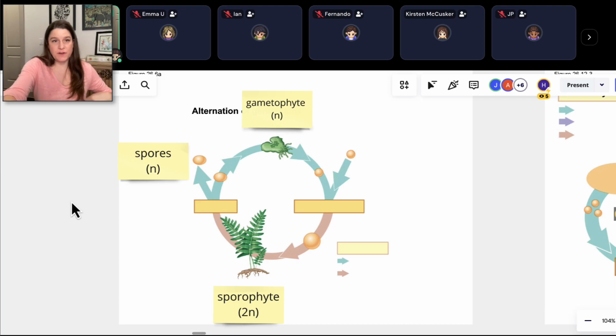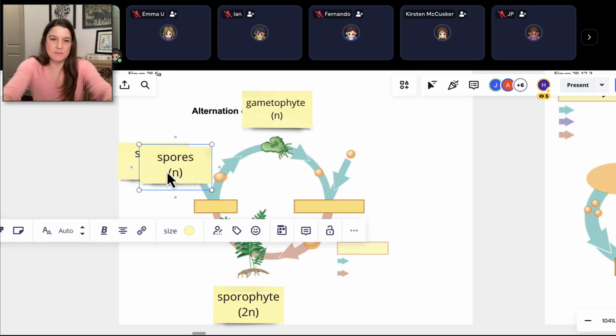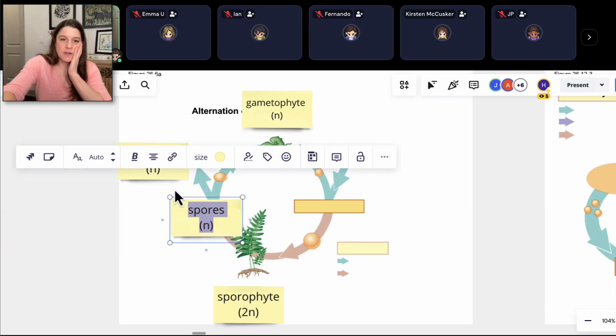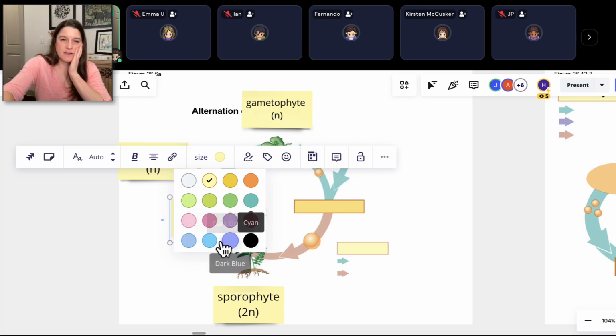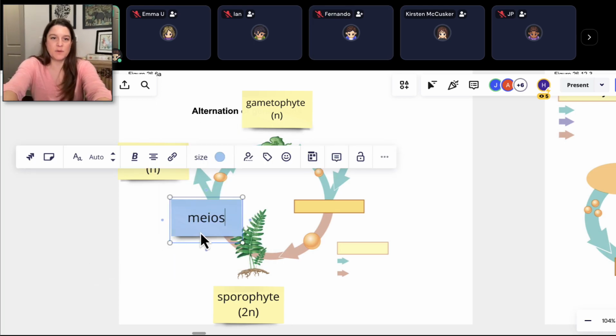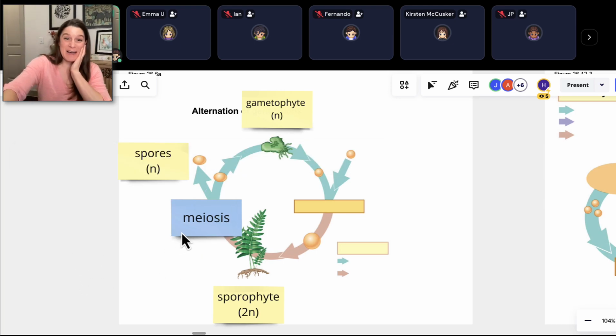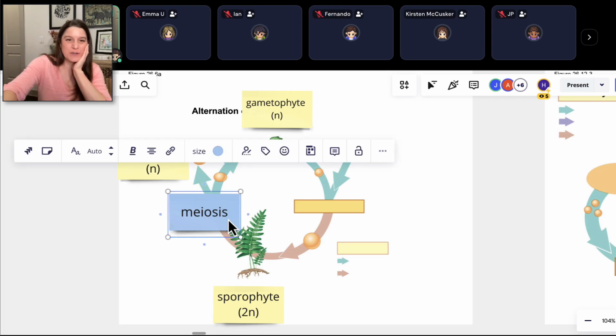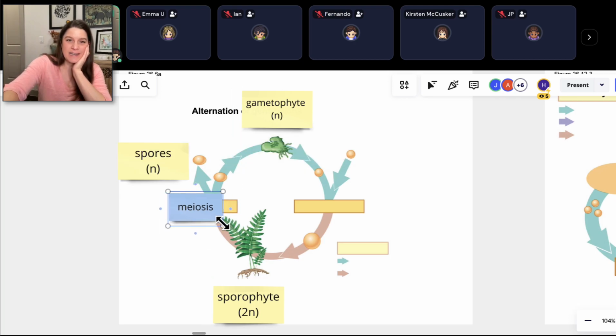So then we can always figure it out, right? If the spores are formed from sporophytes, spores are N, sporophytes are 2N. What had to happen between those two? Meiosis. Had to be meiosis because it halved the ploidy. Halved? Made the ploidy half of what it was. Good. Meiosis is what's forming spores in plants, not gametes.